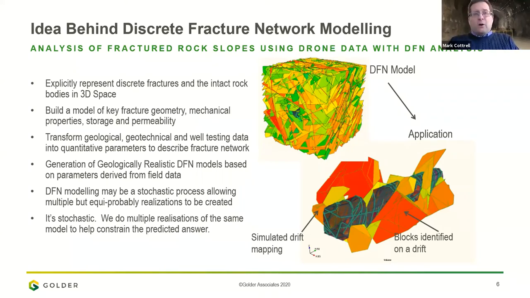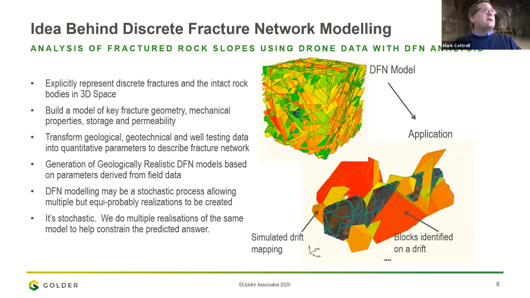A passing comment: the DFN approach is stochastic. Whilst we use statistics to describe the orientation and the intensity of these fractures, we're actually doing multiple realizations. Each of those realizations is statistically correct, but we're getting a range of answers. So we can start testing for things related to certainty and confidence in a given answer, and we can start evaluating probabilities for a certain outcome.